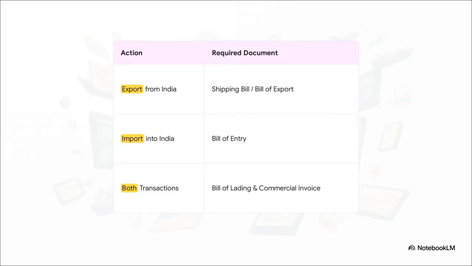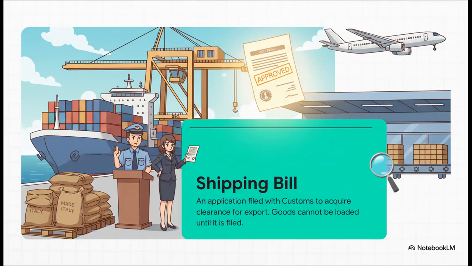And this table just lays it out so clearly. To get the bags out of Italy, your supplier needs a shipping bill. Then, to get them into India, you need a bill of entry. It's that simple. The shipping bill is the exit permit, and the bill of entry is the entry visa for your goods. Perfect analogy.